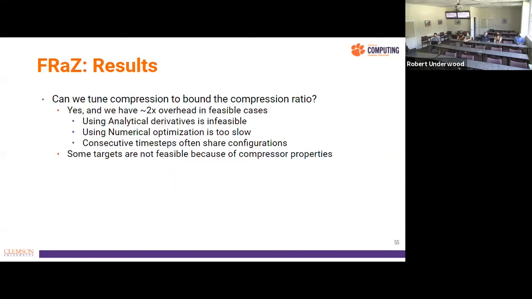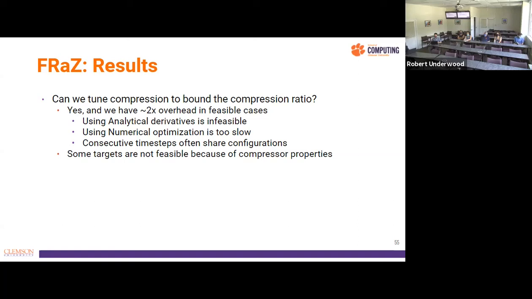So to summarize results for this section, can we tune the compression ratio by bounding the error bound for the compressor? The short answer is yes. And we have approximately 2 times overhead in the feasible case. We found that using analytic derivatives was infeasible because you don't have an explicit relationship between the error bound and the compression ratio. Using numerical methods is too slow because we have to measure neighboring points in order to determine the tangents. We also found that consecutive time steps can often share configurations, meaning that you can drastically reduce the volume of tuning that you need to perform.